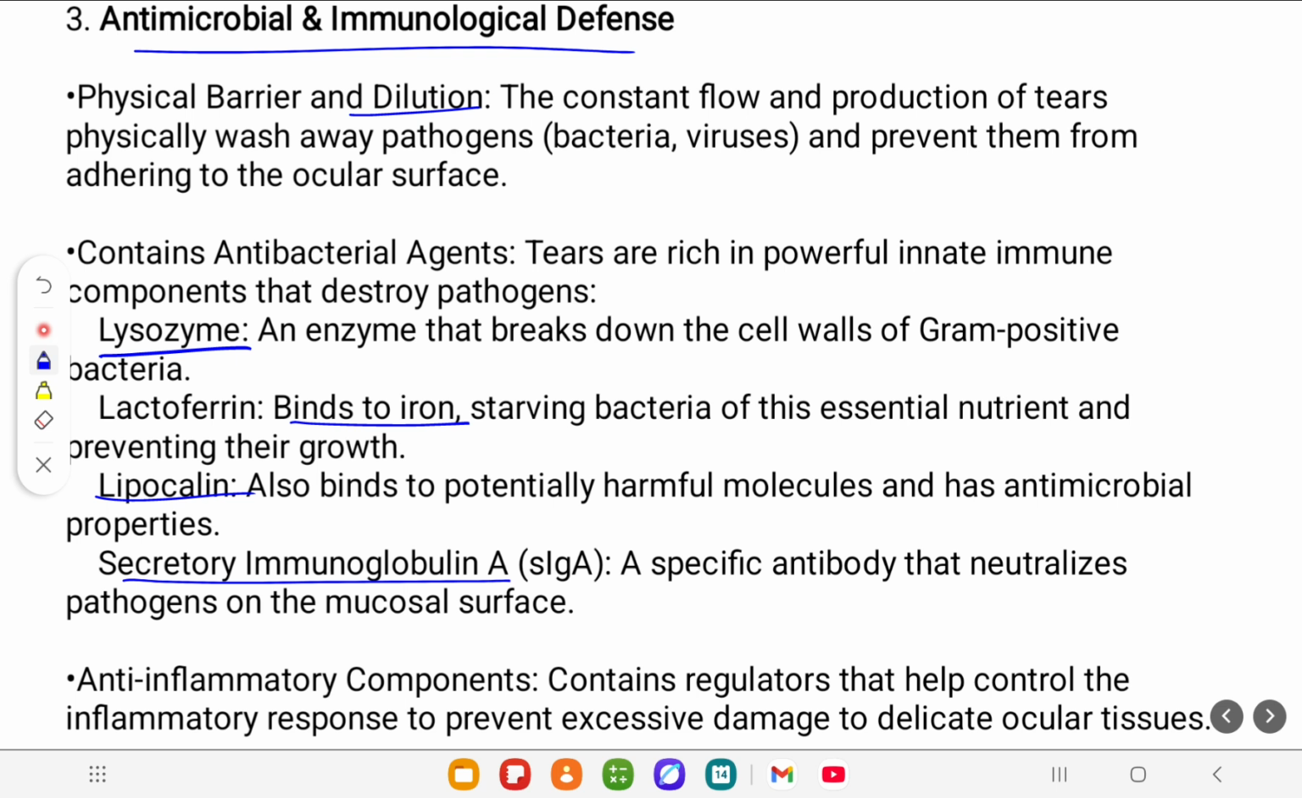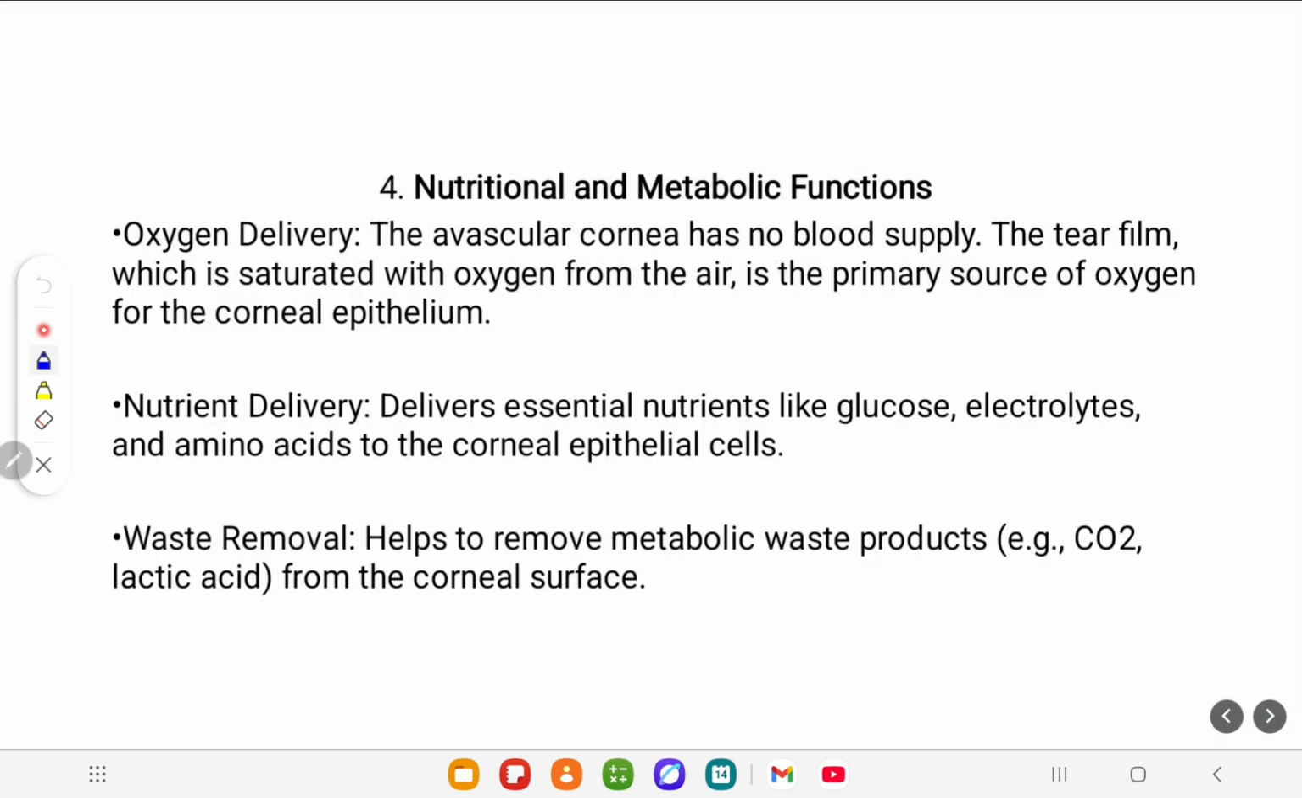Anti-inflammatory components are also present in tears, which help regulate and control the inflammatory response and prevent excessive damage to the ocular surface tissues. So that's the antimicrobial and immunological defense system of the tear film. Next, nutrition and metabolic function. That's very important.